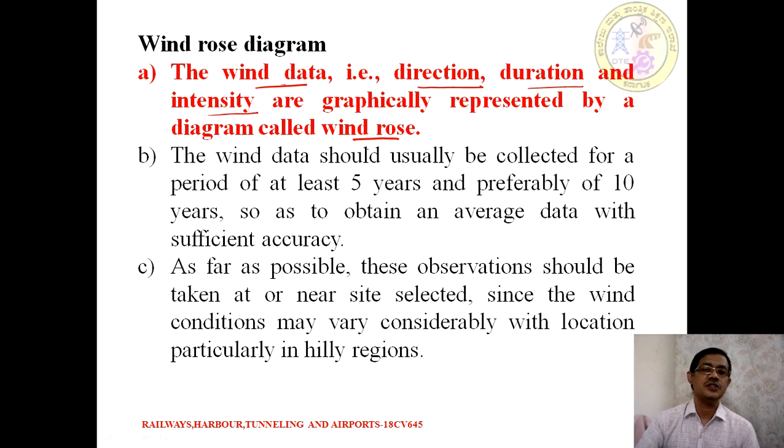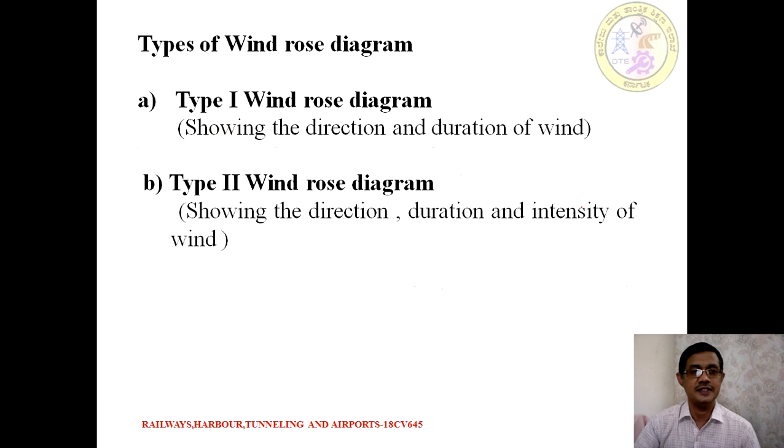The wind data should usually be collected for a period of 5 years, preferably 10 years, to obtain average data with sufficient accuracy. As far as possible, this observation should be taken near the site, since wind conditions may vary considerably with location, especially in hilly regions. So that is the criteria for how we get the wind data.